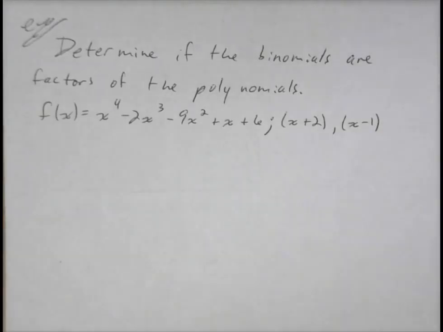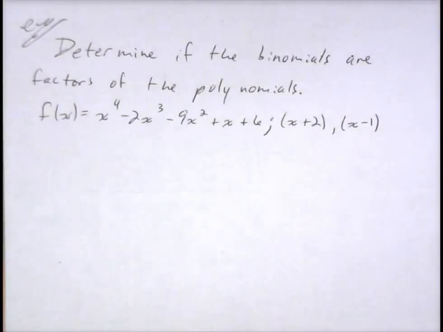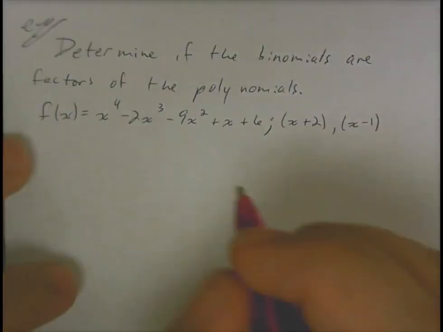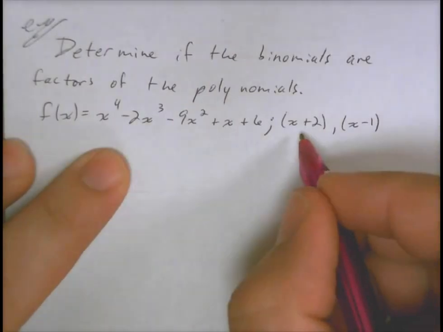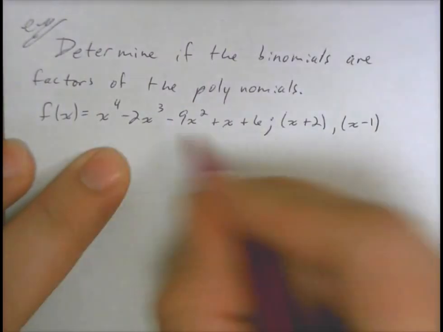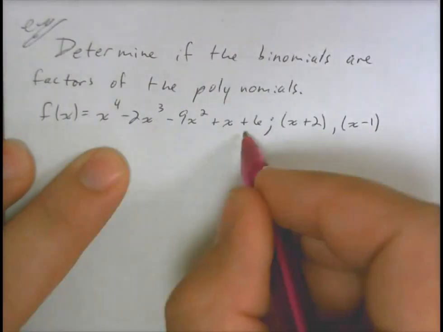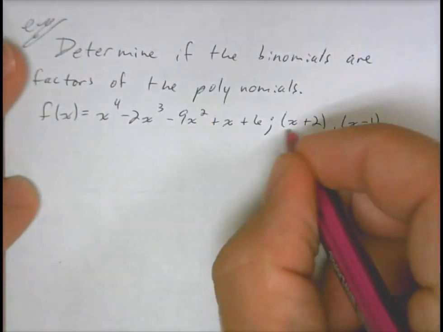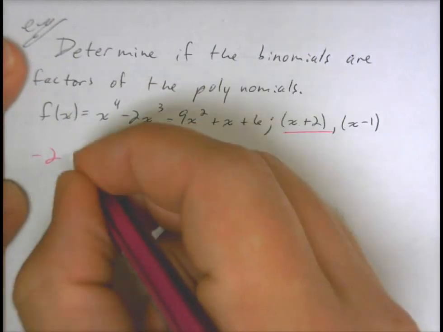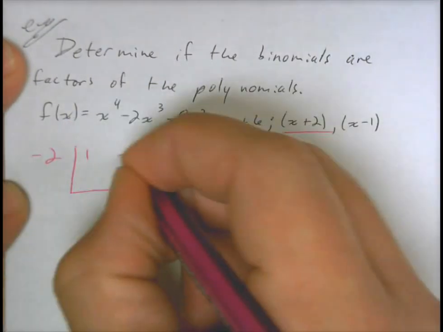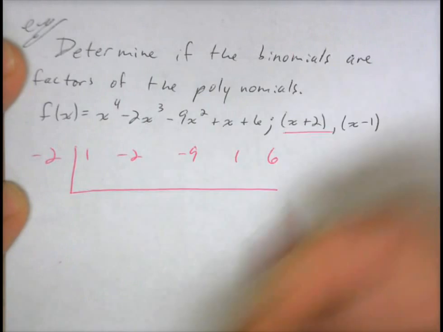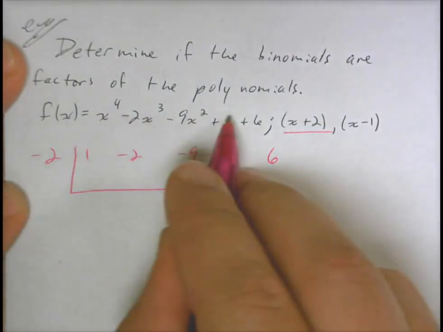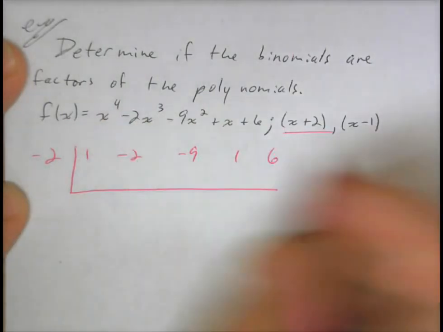Okay, in this example, again, pause the video, read the directions, think about it, think about what it means. But all we are trying to do is determine whether this is a factor of that, and if this is also a factor of that. So the easiest way to check this is just going to be using synthetic division. So if I choose this one first, I can say negative 2 on the outside. 1, negative 2, negative 9, 1, 6. Didn't skip any. 4, 3, 2, 1, 0.